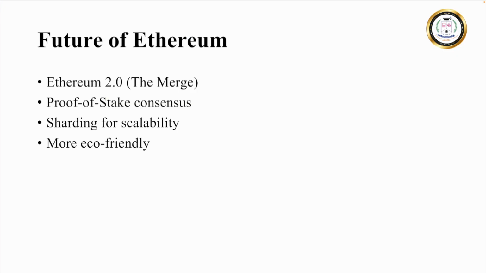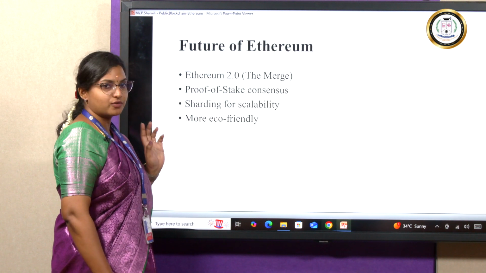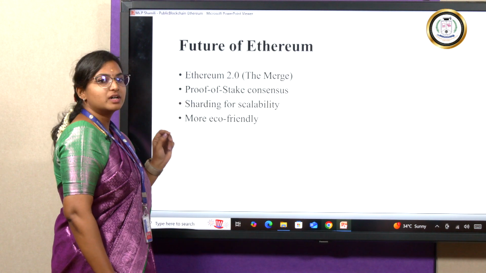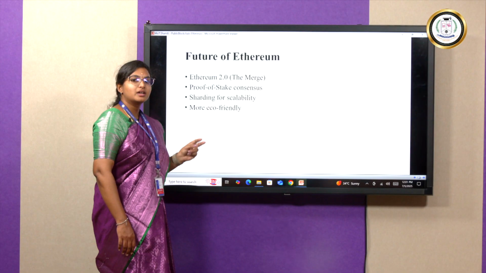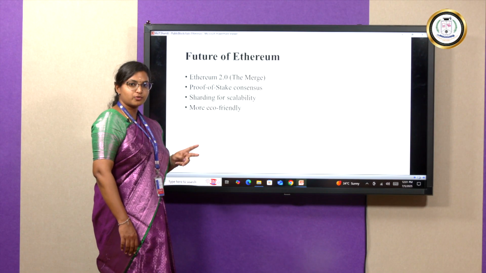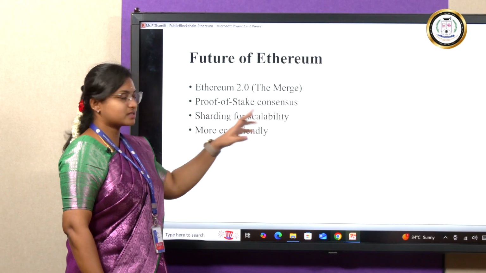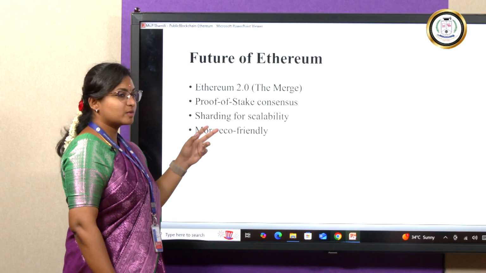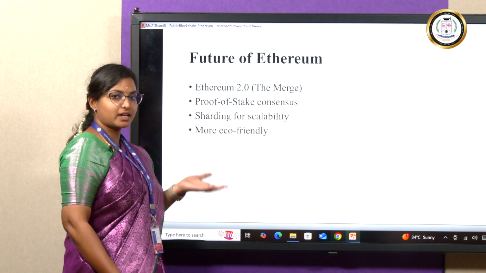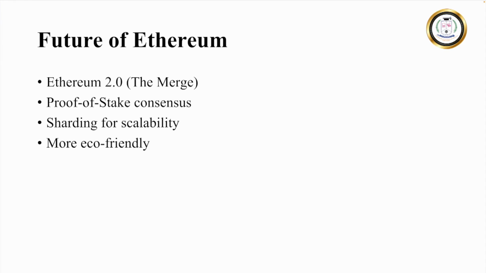Then the future of Ethereum, where Ethereum 2.0 comes under the merge concept and then proof of stake consensus, sharding for scalability, and then more eco-friendly. Ethereum 2.0 means it merges, for example, a combination of both proof of work and proof of stake. Then proof of stake consensus, which means a miner who holds the higher stake goes for the mining process, but it may overcome the process.